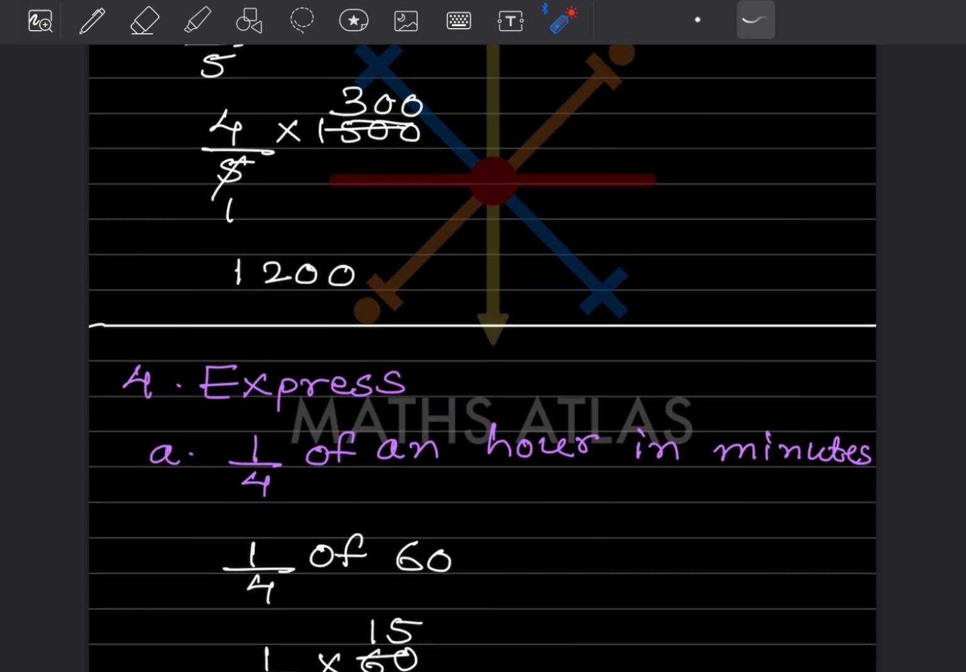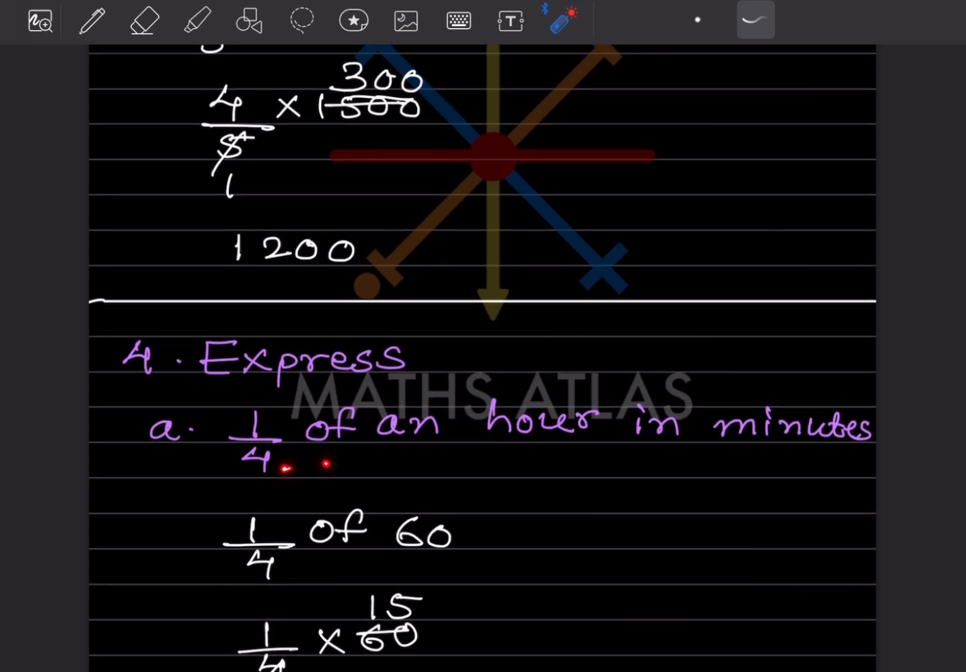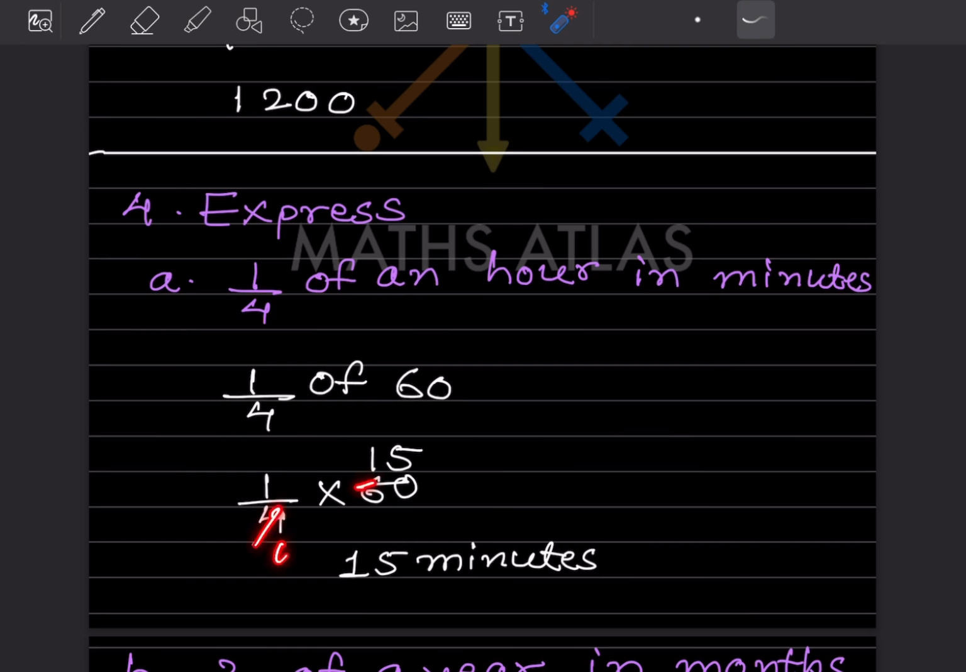Now here they have said, express 1 by 4 of an hour in minutes. So you will write 1 by 4. You have to convert that into minutes, take the hour in minutes. So this will be 1 hour, that will be 60 minutes. So you will write it directly 1 by 4 of 60. The rest is the same thing. You will do like the previous one. This will be multiplication into 60. Whatever answer you get is going to be in minutes because you already converted here to minutes. So that is going to be 1 into 15, that is going to be 15 minutes.